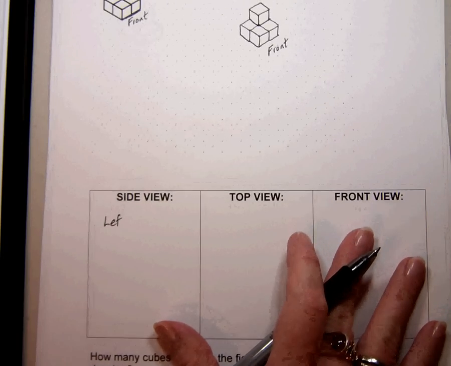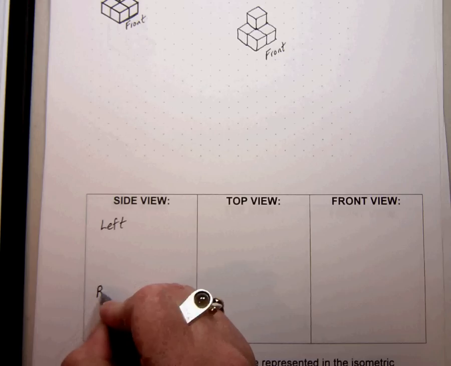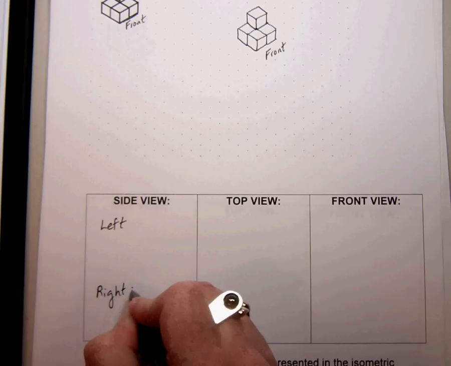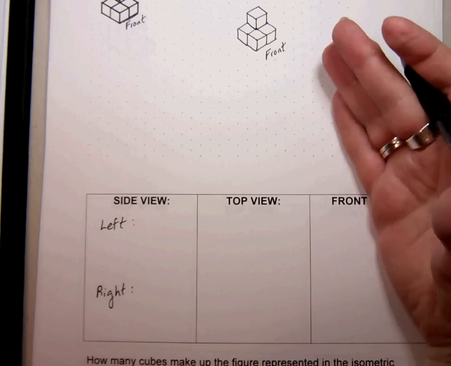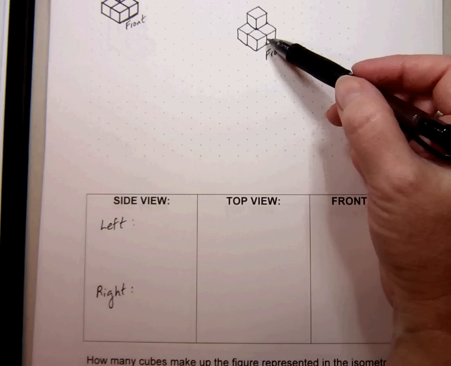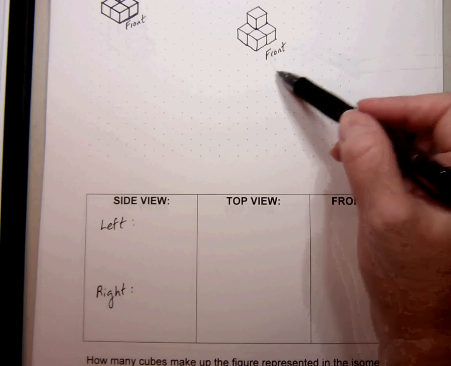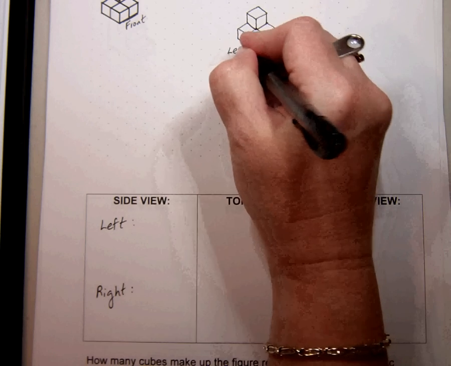Let's see if we can see this. Let's do the left and the right sides. Now when you draw a side view, just make sure you think of walking around the shape. The shape doesn't move, you walk around it. So if this is the front, and we're going to walk around, let's start with the left side. To the left side, that would be on this side right here.